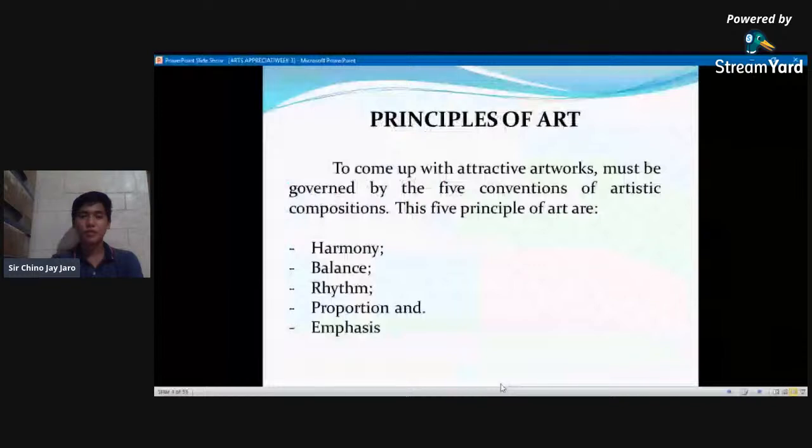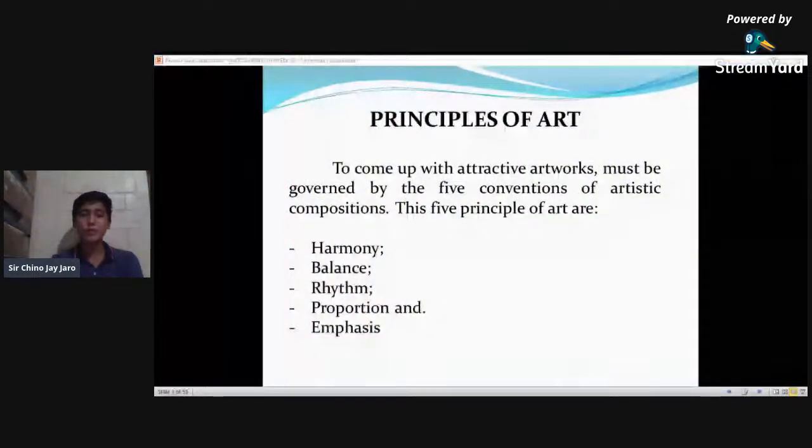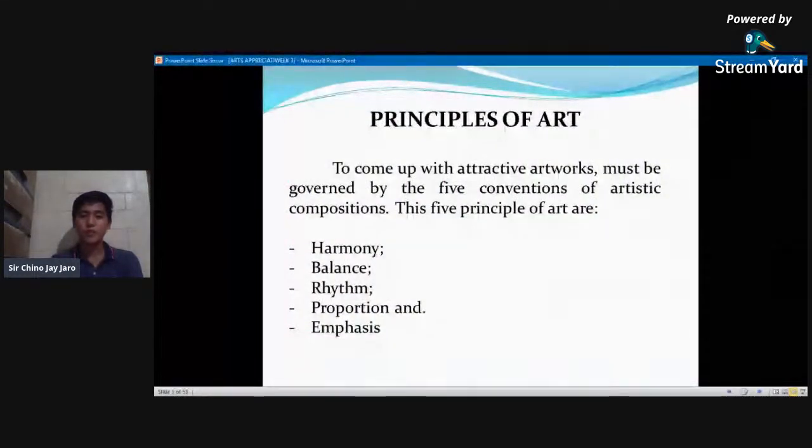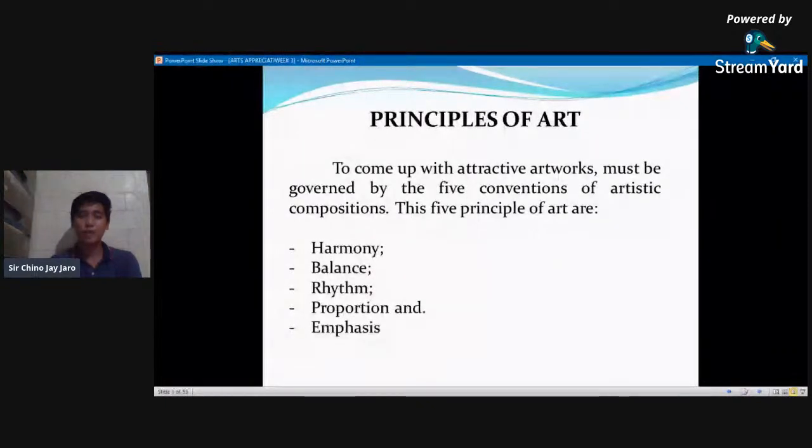Let us proceed now to the principles of art. So when we say principles of art, to come up with attractive artworks must be governed by the 5 conventions of artistic compositions. So we have 5 principles of art here now, no? Harmony, balance, rhythm, proportion, and emphasis. So later on, we will discuss what are the meaning of those principles that can affect the arts of an artist or the artwork of an artist. Okay?